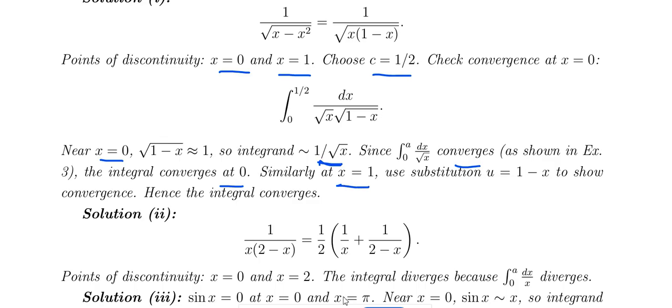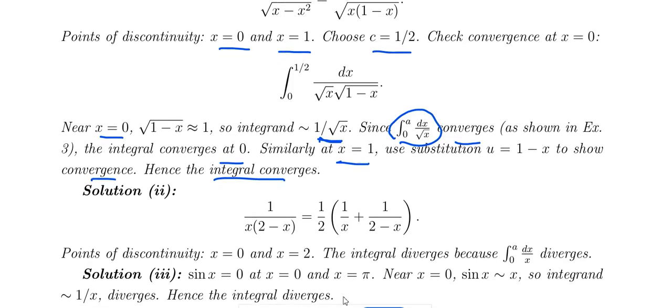Now at x equal to 1, we use the substitution method, that is u equal to 1 minus x. So to show the convergence, the integral converges for 0 to 1 by 2. Similarly, at x equal to 1 we can prove it. If we put u equal to 1 minus x, it becomes 1 by root u. Applying this concept, it converges, so we can say that it converges.